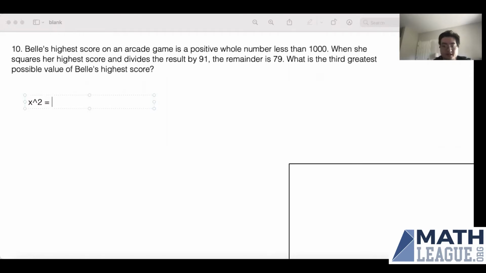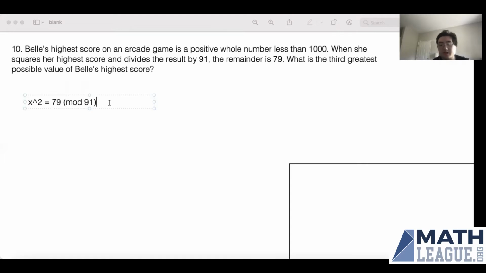Let's just focus on what it means to square a number and have it leave a remainder of 79 when that square is divided by 91. So we call Belle's score x. That means x squared, I'm going to write this down now, leaves a remainder of 79 when divided by 91. Well, the standard notation for that is x squared is congruent to 79 mod 91. And sometimes we just write it in parentheses like that. So x squared leaves a remainder of 79 when divided by 91. x squared is 79 mod 91.